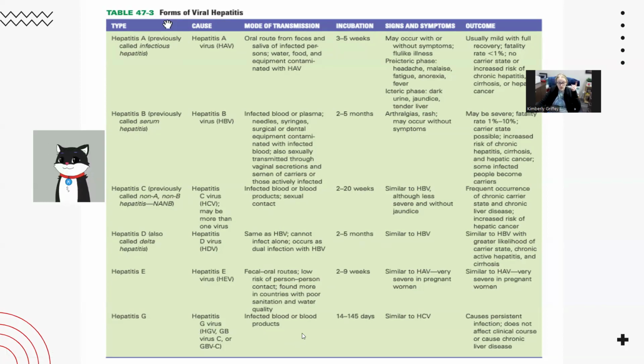So Hep A is fecal oral route. Hep B and C are going to be blood or sexual contact. But this is also associated with liver cancer. Hep D can't occur alone. It has to occur with Hep B. So those are the big ones. So be sure and you review this chart, make flashcards, make sure you know the type, cause, how it's transmitted, and what signs and symptoms you're going to see. Very important.